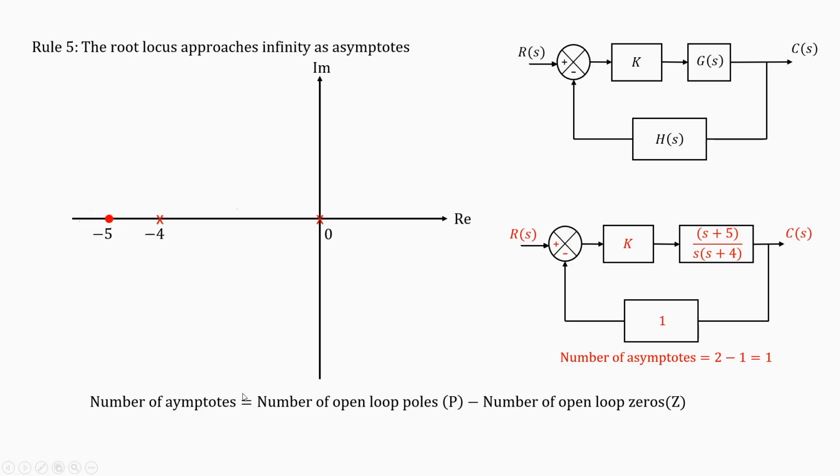That means the number of asymptotes in this case is 1. Now, you have to draw the asymptote at some point, somewhere you have to draw the asymptote line. The point at which to draw that line is called the centroid, and the angle at which to draw that line is called the angle of asymptotes. So, we will find that out now.